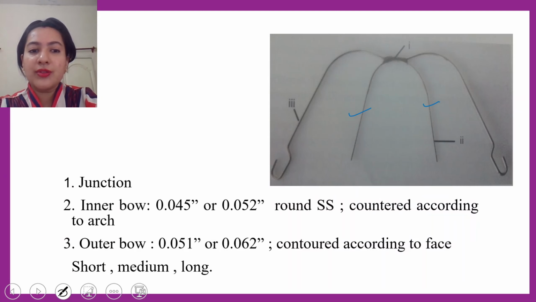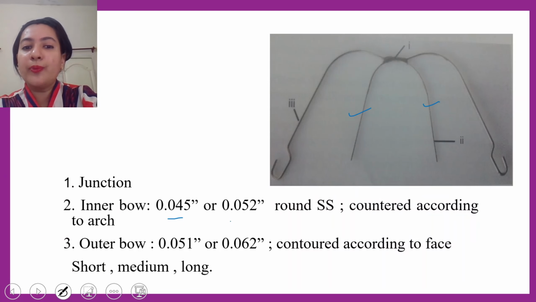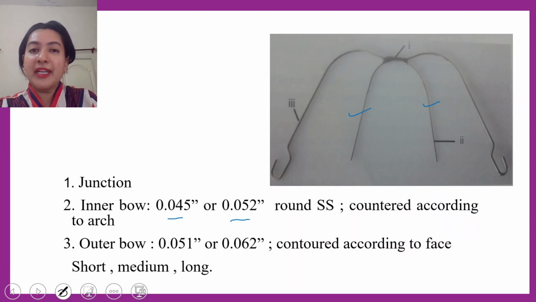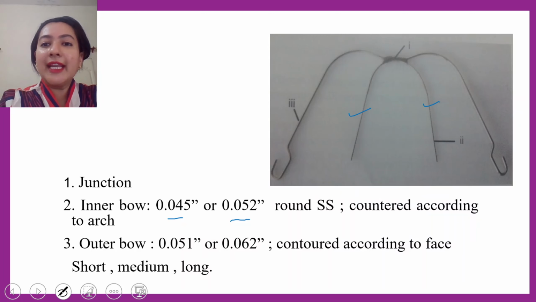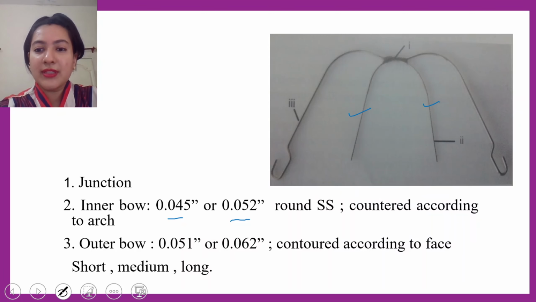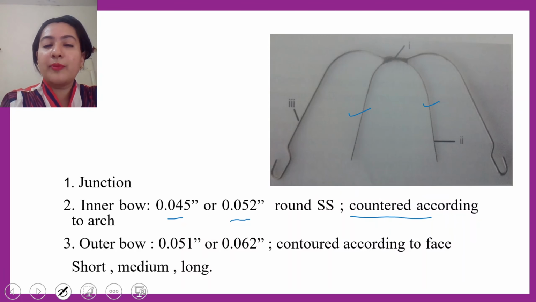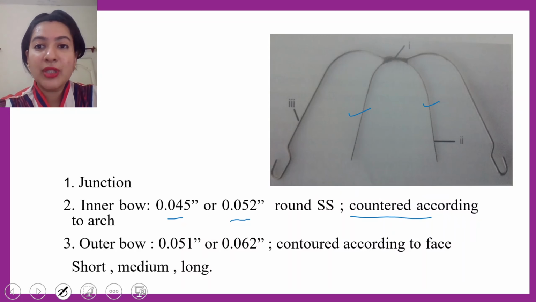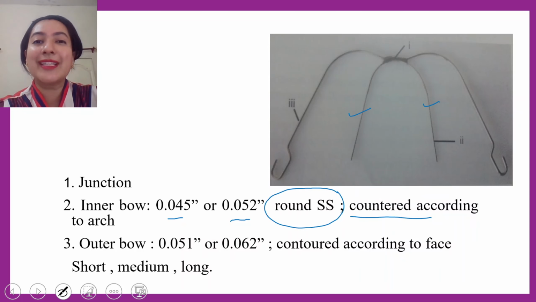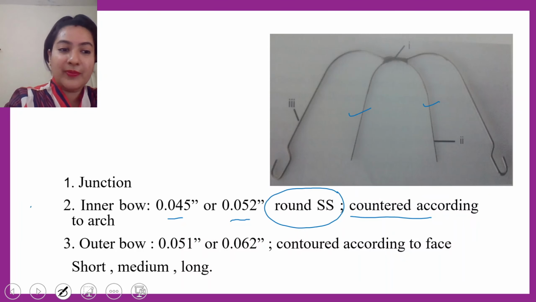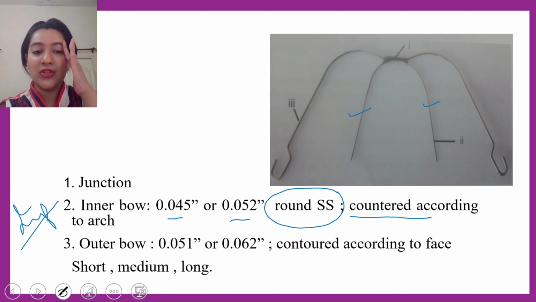Inner bow has dimensions of 0.045 or 0.052 inches, and it is made up of round stainless steel wire. Okay, and it is contoured according to the arch. So based on the shape of your maxillary arch, the inner bow can be contoured. And what are the dimensions? 0.045 inches or 0.052 inches. This is something which you have to remember, that it is made up of round stainless steel wire, and these are the dimensions, because it can be asked as an important MCQ question. Okay, so this is important since you can get an MCQ question on this.